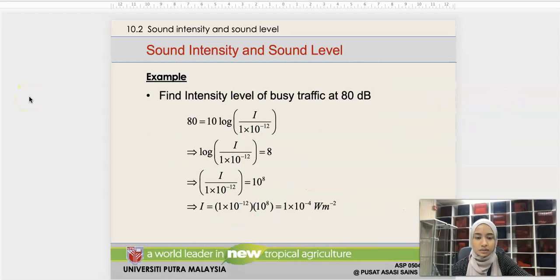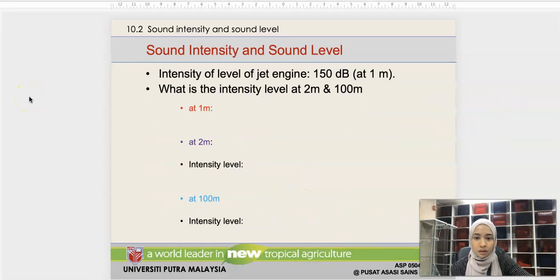Okay, so that is the correct answer. Now we have a second question. Intensity of a level of jet engine. The intensity level of a jet engine is 150 dB at 1 meter. So they give it in dB and they give the radius. And then they ask what is the intensity level at 2 meter and 100 meter.